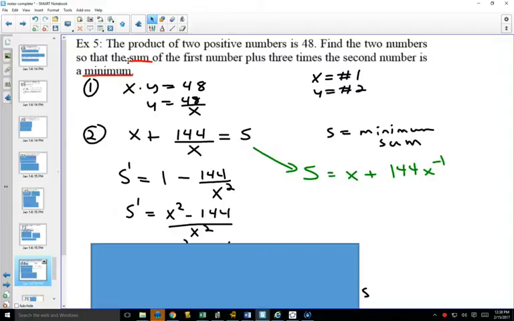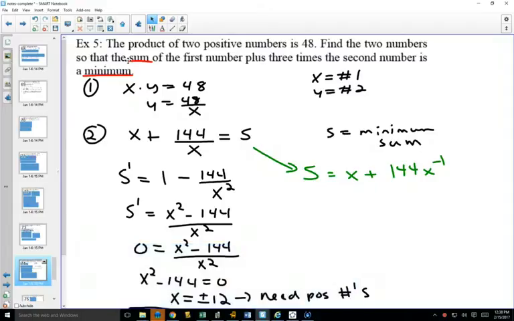Get a common denominator, write that as a final fraction, there we have our derivative. If we set our derivative equal to 0, well, a fraction is equal to 0 only when the numerator is equal to 0. So you can either just set your numerator equal to 0 like I've done here, or you can show an extra step where you multiply both sides by x squared to get rid of the fraction, and 0 times x squared is still 0.